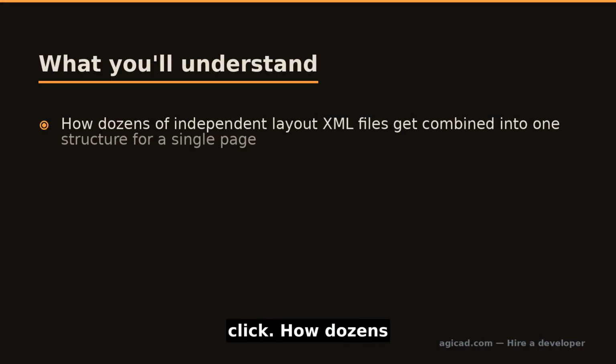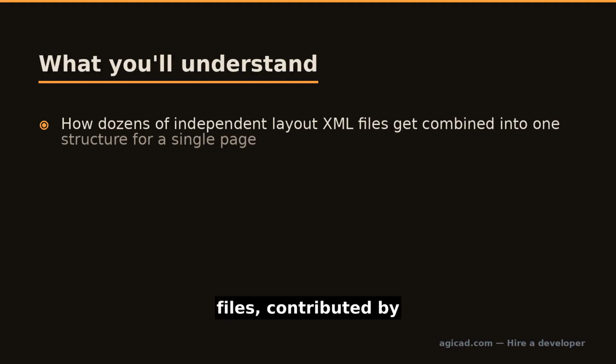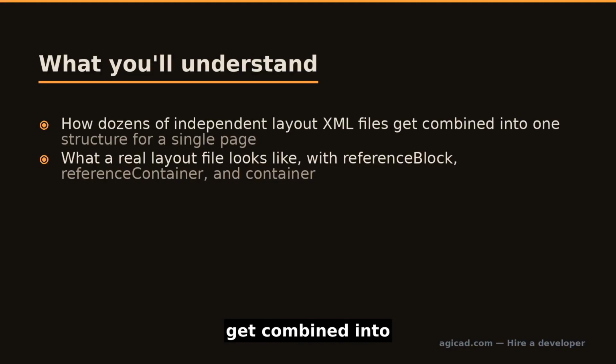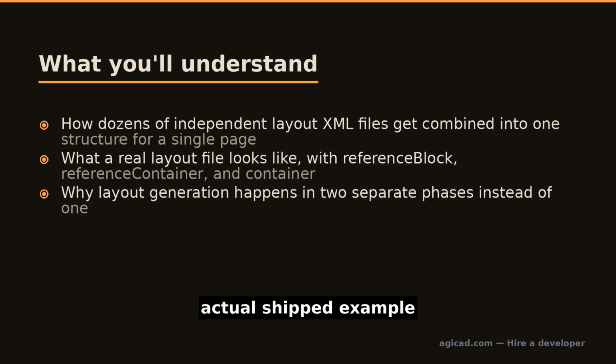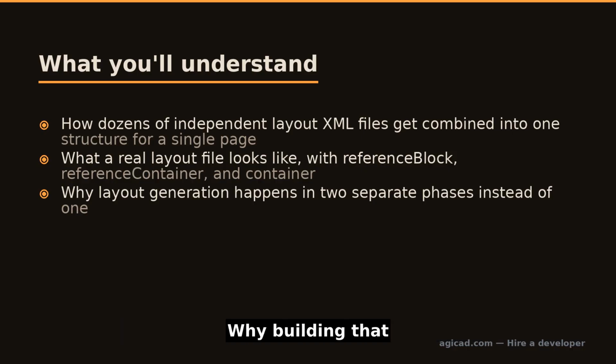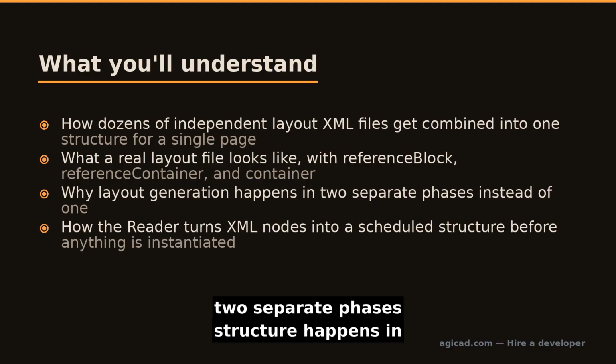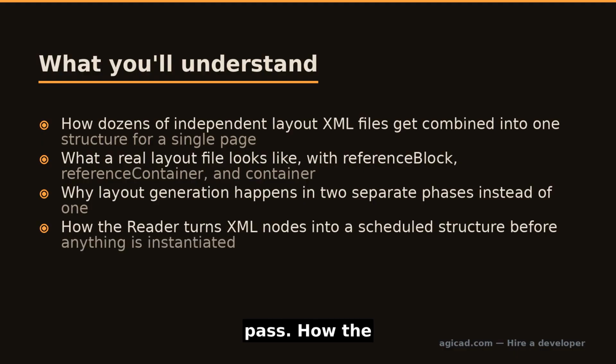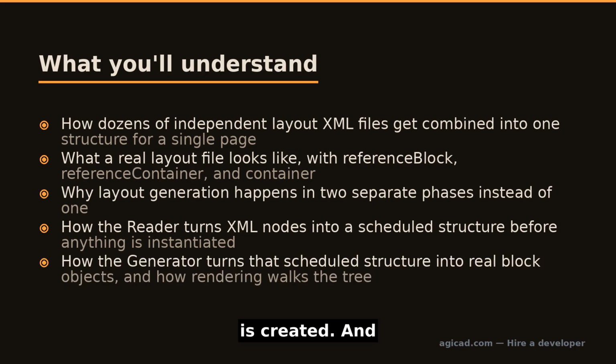How dozens of independent layout XML files, contributed by completely different modules, get combined into one coherent structure for a single page request. What a real layout file actually looks like, using an actual shipped example with reference block, reference container, and container elements. Why building that structure happens in 2 separate phases instead of one pass. How the reader stage turns raw XML nodes into a scheduled, unresolved structure before a single PHP object is created. And how the generator stage turns that scheduled structure into real block instances, and how the final render walks the resulting tree.